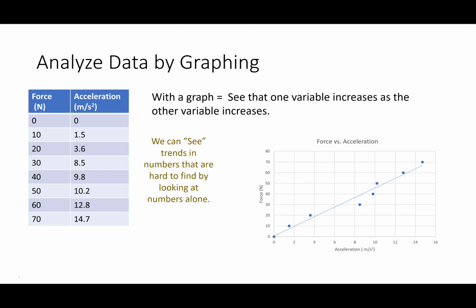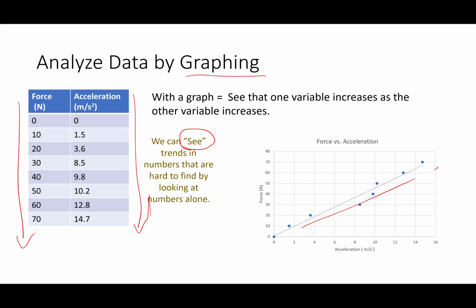What graphing allows us to do is see trends in the numbers that we're going to have a hard time observing just by looking at those numbers alone. It allows us to see that trend that is very difficult to see by observing that overall sea of numbers. We're a visual species and we like observing those trends.